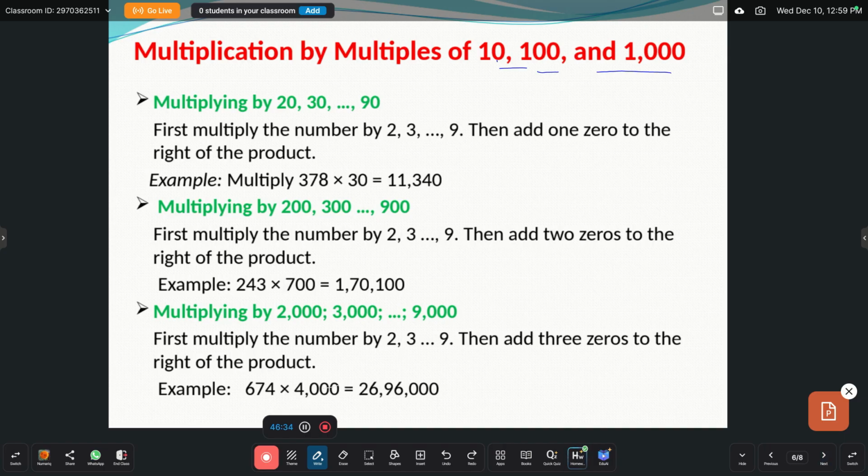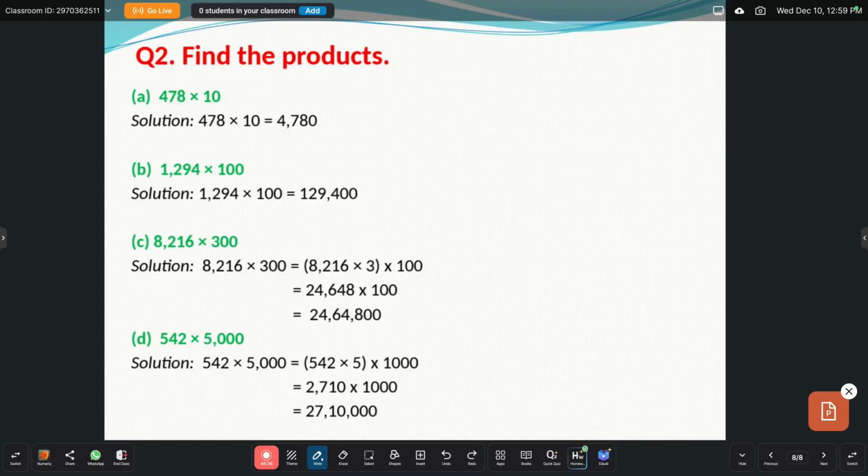So we will again go to checkpoint 1 and question number 2. Question number 2 of checkpoint 1. Here question number 2 is: find the products. Our first question is 478 multiplied by 10.